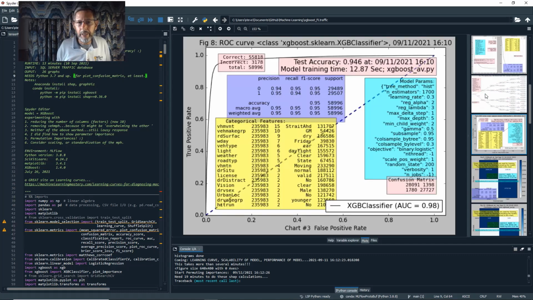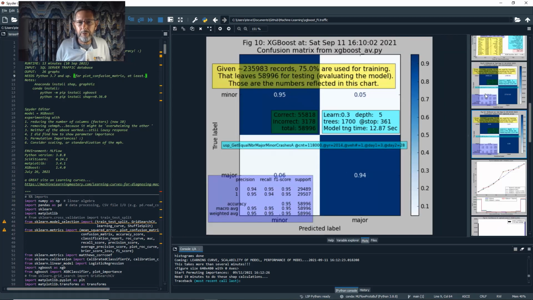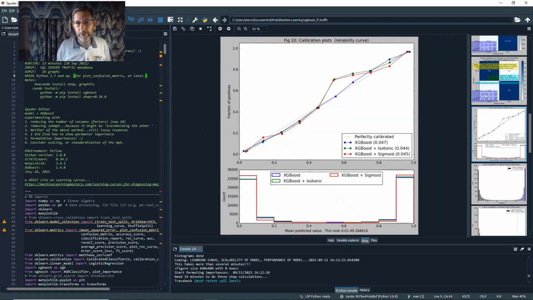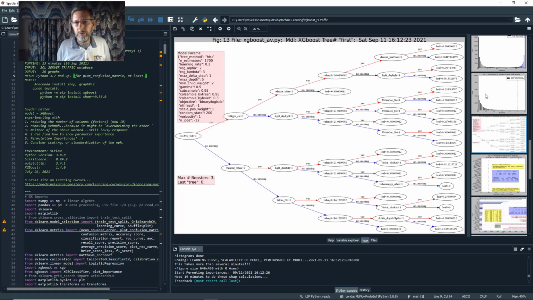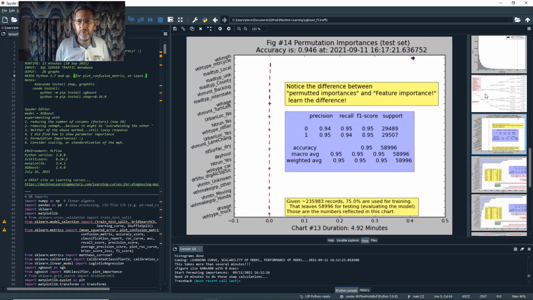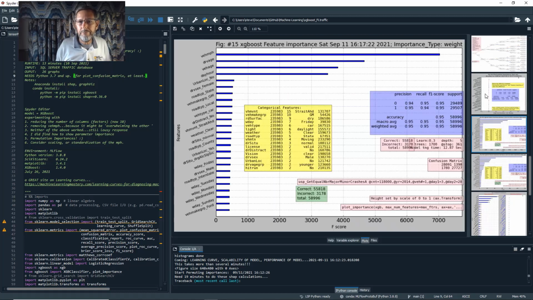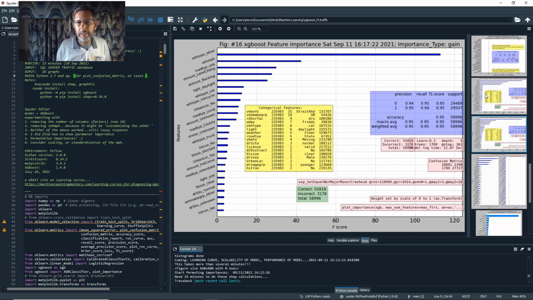All right, we'll talk about ROC area under the curve. We'll talk about confusion matrices. We'll talk about calibration plots, confidence curves. There's another one of those trees. We'll get into the importances, feature importances, one by permutation, one by feature. This is by weight, and this is by gain. So we're going to have several of those.